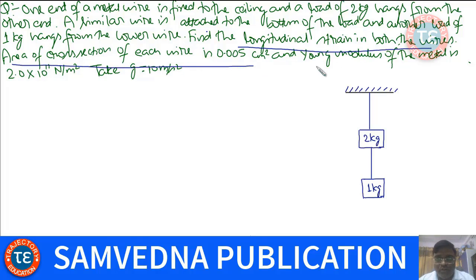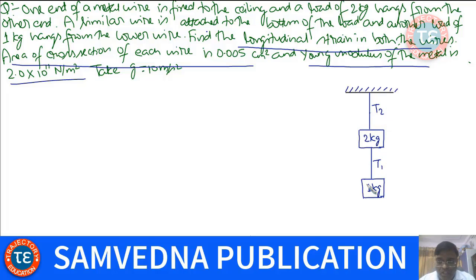Find the longitudinal strain in both the wires. Area of cross section is given to you. Young modulus is given to you. So you have to calculate the strain. If I calculate the stress in each wire, then stress upon Young modulus will give me the strain. Right. So let's calculate the stress, and before calculating stress we have to calculate the tension in both the wires.